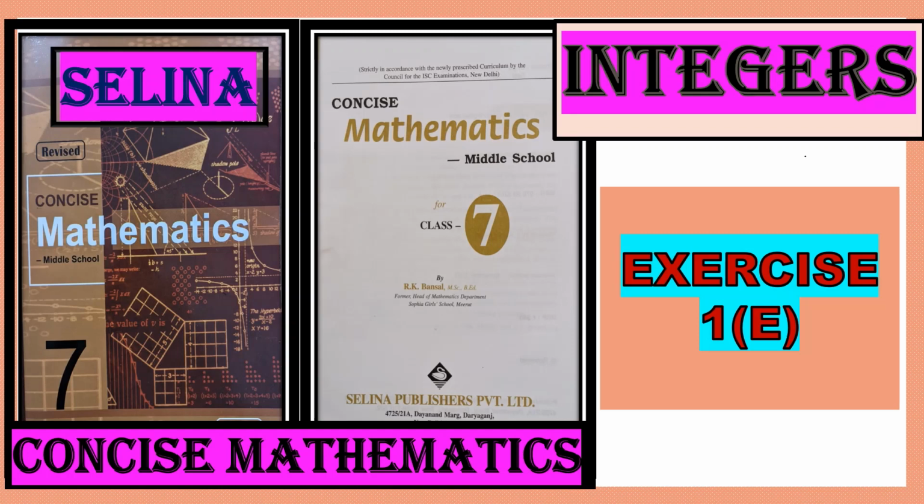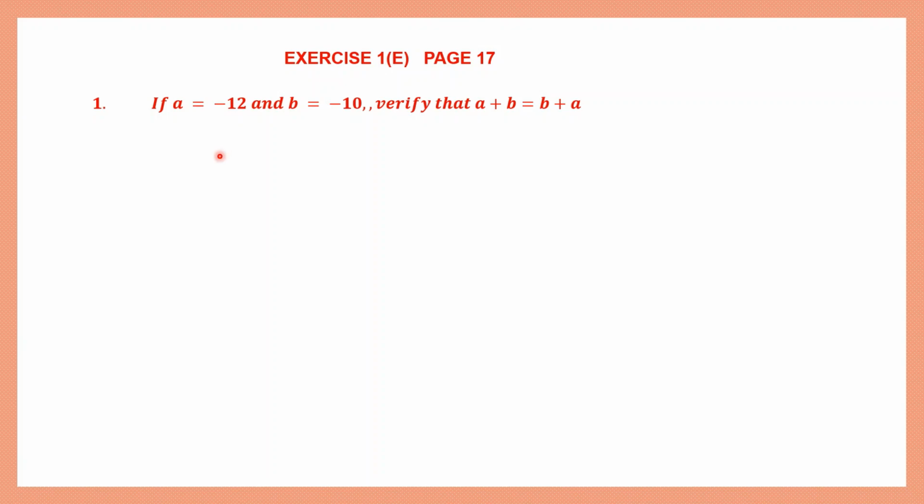Hello students, let's do integers exercise 1E. This is on page number 17. Question 1. If a is equal to minus 12 and b is equal to minus 10, verify that a plus b is equal to b plus a.